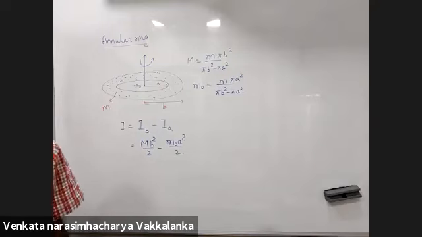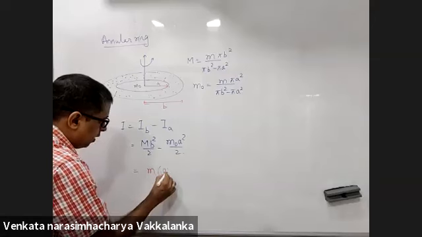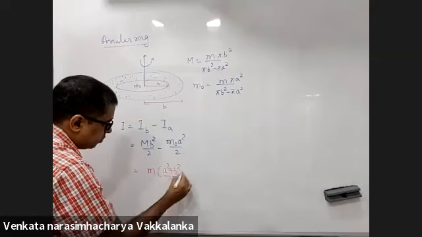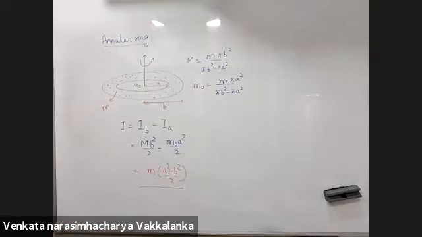Do we have to remember this? Yeah, obviously. Your final answer in terms of small m will be m times A square plus B square by 2. Substitute capital M and M naught from there, you will get this value. M A square by 2 plus M B square by 2.